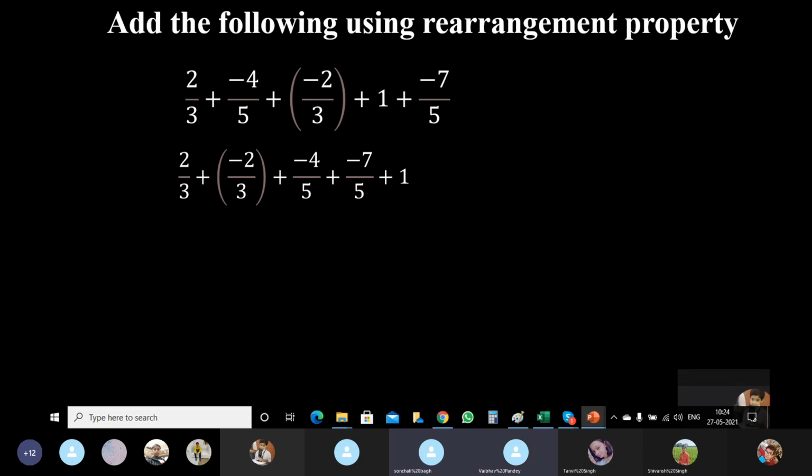Rearrangement means all the negative signs should be together, all the positive signs should be together, all the whole numbers should be together, right? Another thing, in such a manner I have rearranged so that my one more property being used, that is, additive inverse can be used easily. Yes?